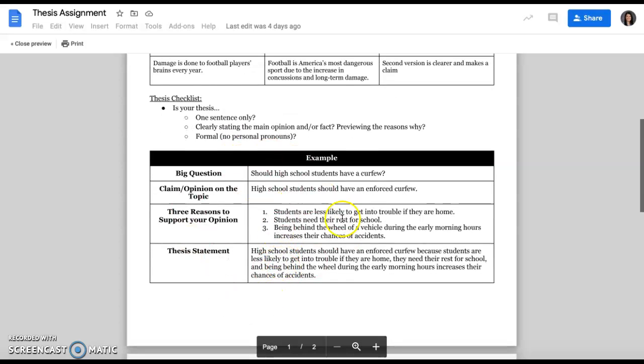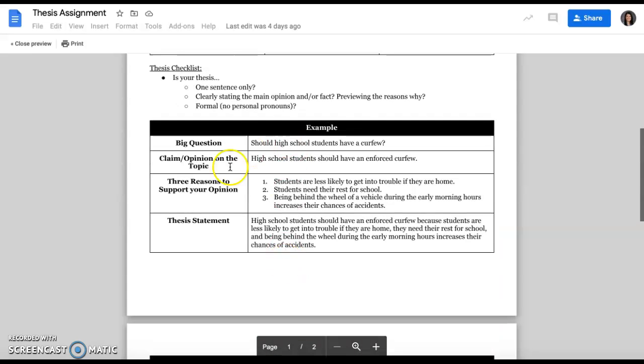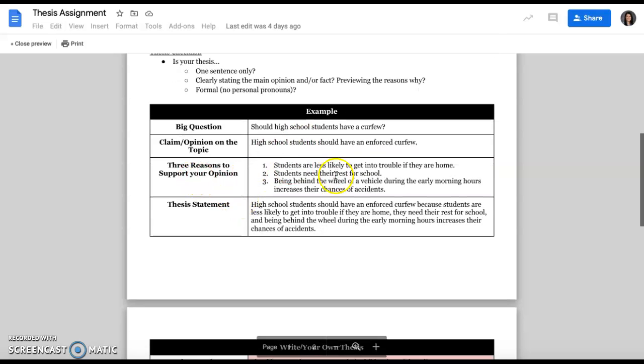So let's take a look at this example, and the place where you write your own thesis down here looks pretty similar to the example. The big question for this thesis is, should high school students have a curfew? The claim or opinion on the topic is high school students should have an enforced curfew. So you could either take 1 or 2 opinions on that, right? They should or shouldn't. Then 3 reasons to support your opinion.